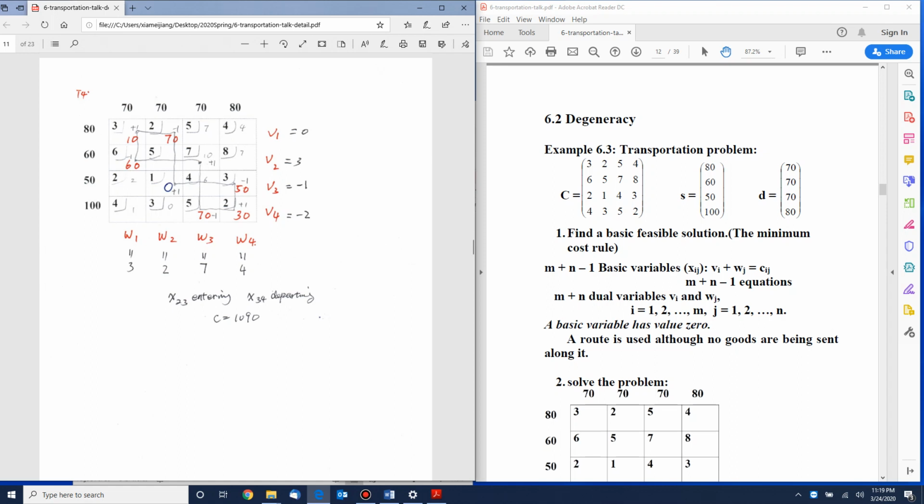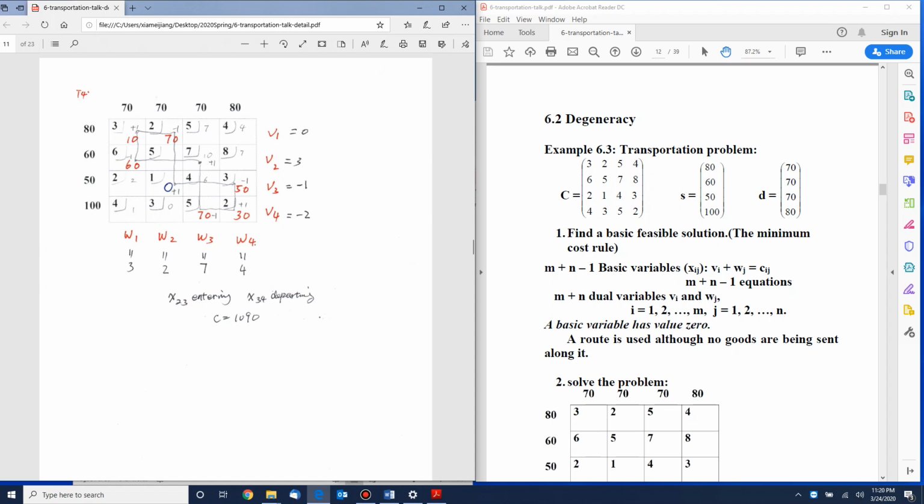When V4 equals minus 2, then W3 equals 7. So in this way, we find all the values for all the dual variables. And once we have done this, we simply work out those Zij minus Cij for non-basic variables. So for non-basic variables, we calculate Zij equals Vi plus Wj.